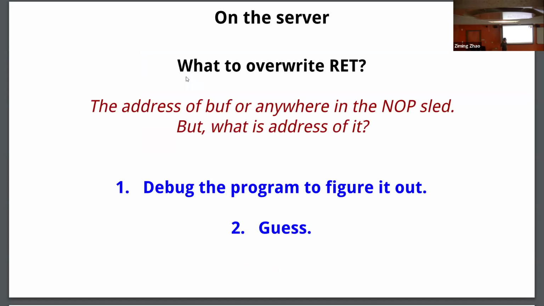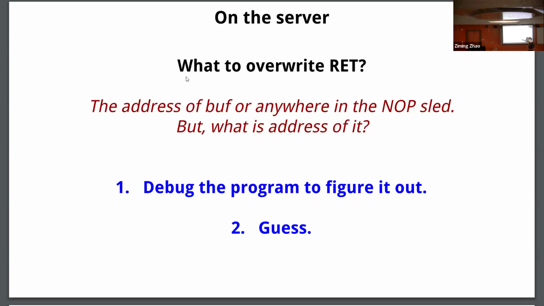Even if we don't know exactly where the buffer is, we still need to put an address there, right? So one way to do that is we debug the program, we figure out where it is. But when we debug the program, the address will not be the same as when we just run the program. Because when you debug the program, GDB is going to load that program into the address space, and GDB will push a lot of its own environment variables there. And that will make the stack address much lower than when you just run the program.